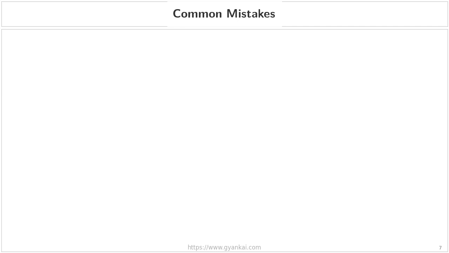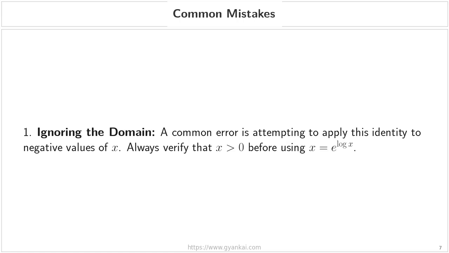Common mistakes. Now that we have covered the key takeaways and seen how to apply this identity in practice, let's wrap up by discussing some common mistakes to avoid so you don't lose marks on your exams. First, let's talk about ignoring the domain. As we emphasized earlier in our discussion on the importance of the domain, a very frequent error is attempting to apply this identity to negative values of x before you ever write down that x equals e to the power of log x. You must always verify that x is greater than 0.